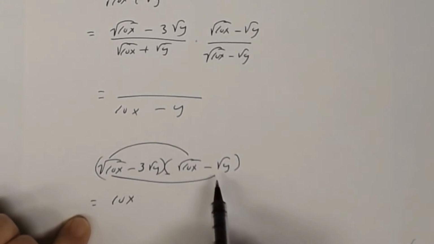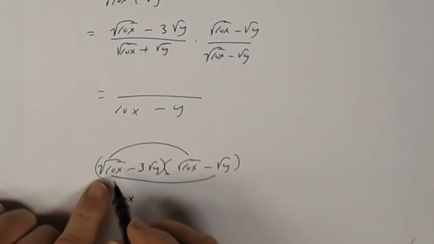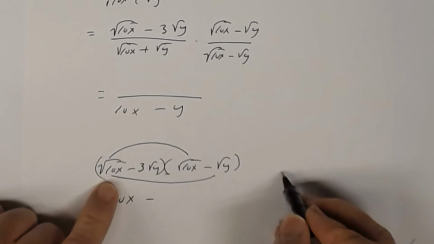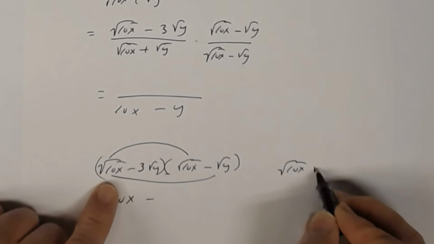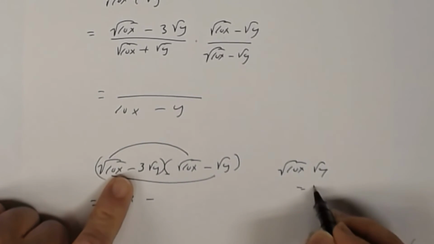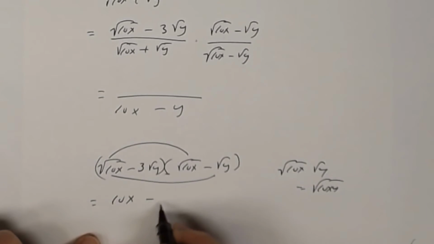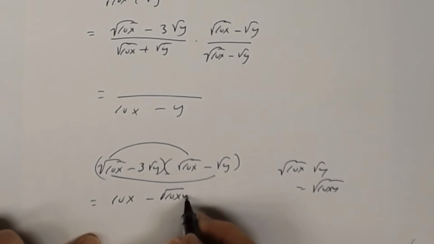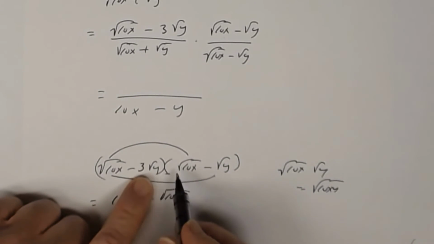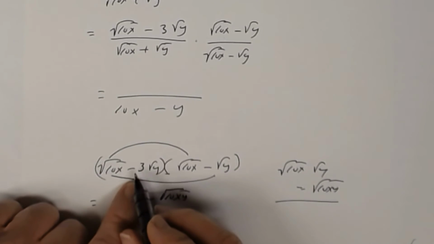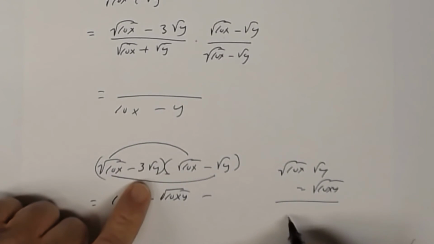Okay, that'll be outer. Positive times a negative is a negative. Now think, the square root of 10x times the square root of y is the square root of 10xy. So square root of 10xy. Now the inner. So let's think about the inner. The inner, a negative times a positive is a negative, but you have 3 square root of y times the square root of 10x. So when I multiply these two square roots, that becomes 3 square root of 10xy.